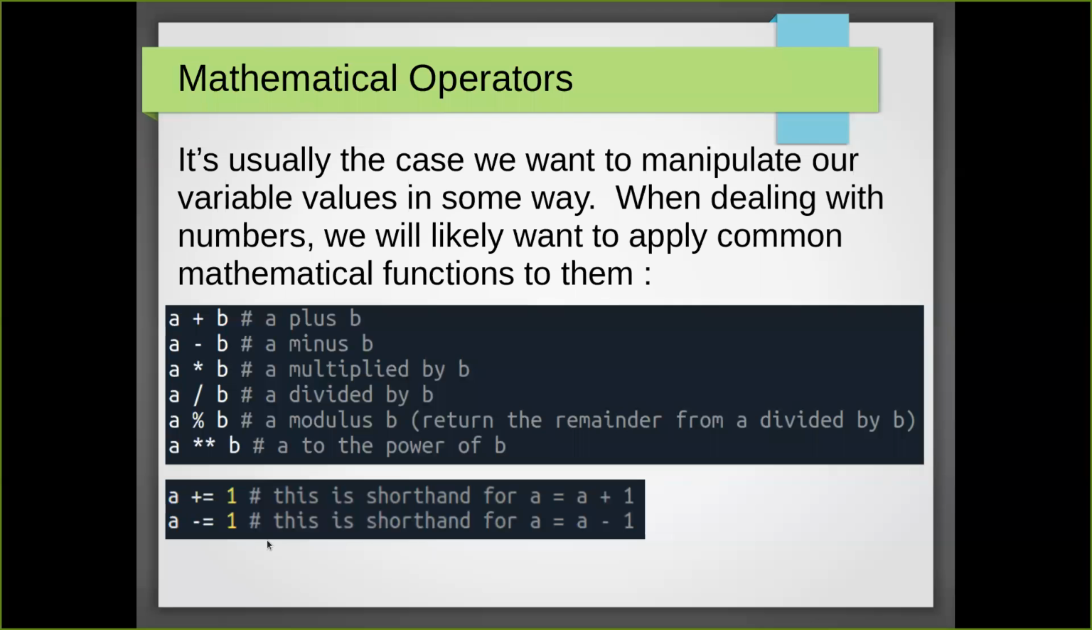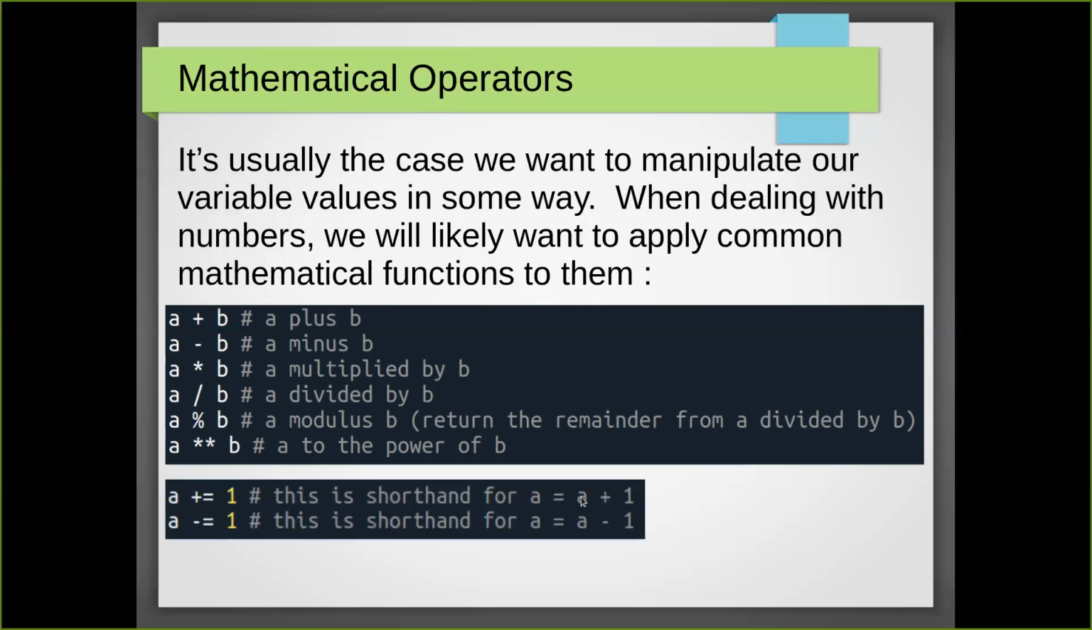There are also these little shortcuts down here, which are really useful when you're programming. So if I was to put a plus equals 1, that's basically shorthand for saying a equals a plus 1. In other words, overwrite the value of a with a plus 1. And similarly, I could do that with minus 1, or it doesn't have to be 1. It could be plus equals 2 or plus equals 3 or whatever it might be.